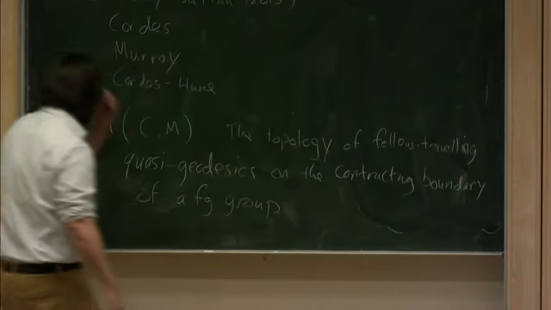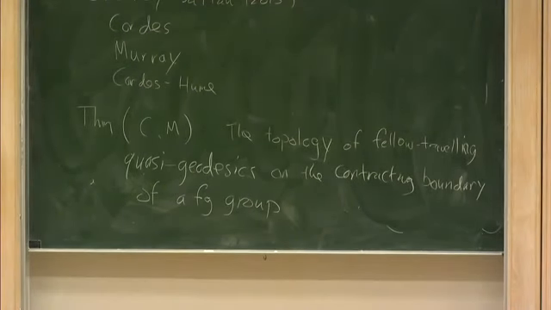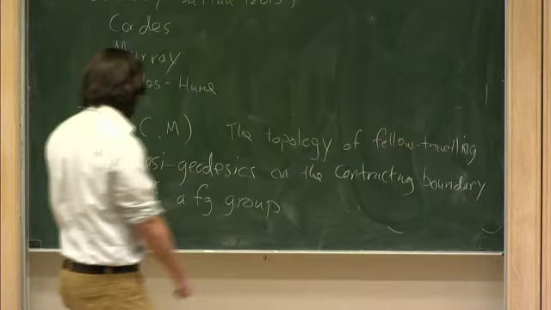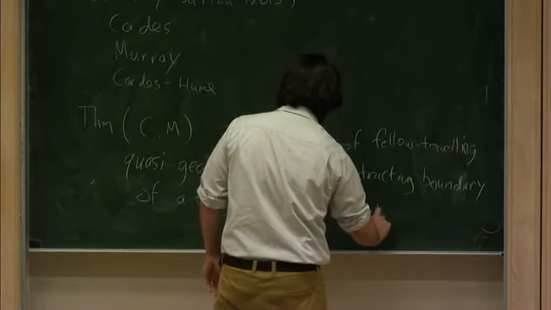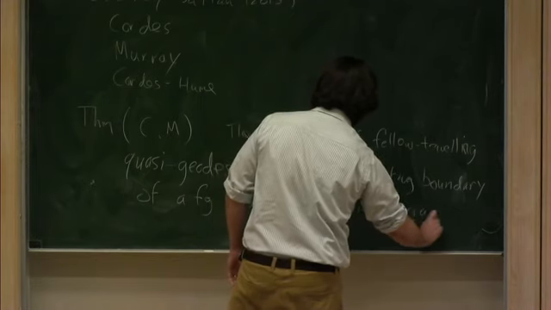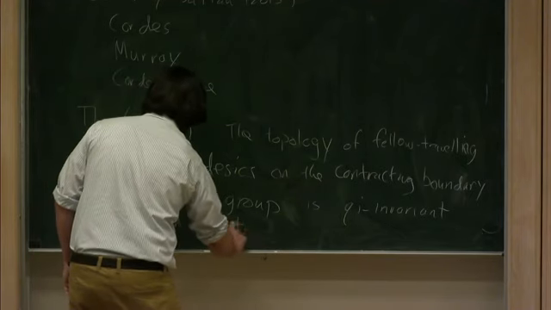So I'll follow Damien's advice, and we have a simple idea of how to define a new topology, and we're going to give it a fancy name. We're going to define something called the topology of fellow traveling quasi-geodesics on the contracting boundary of a finitely generated group. And the conclusion is going to be that it's still quasi-isometry invariant, but it's also metrizable.